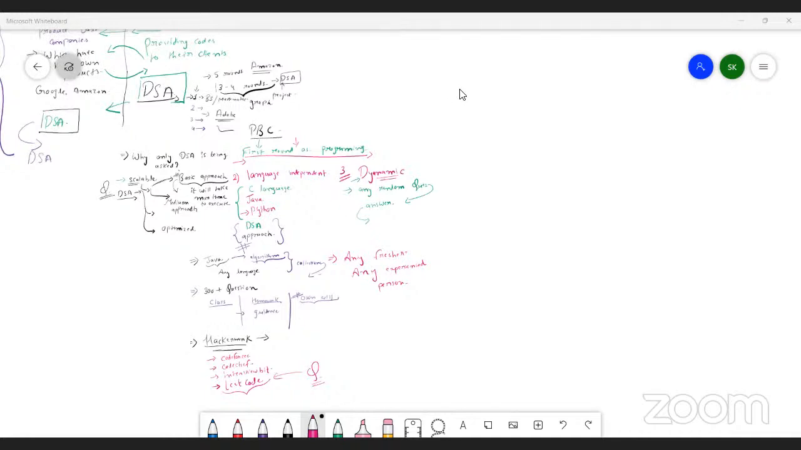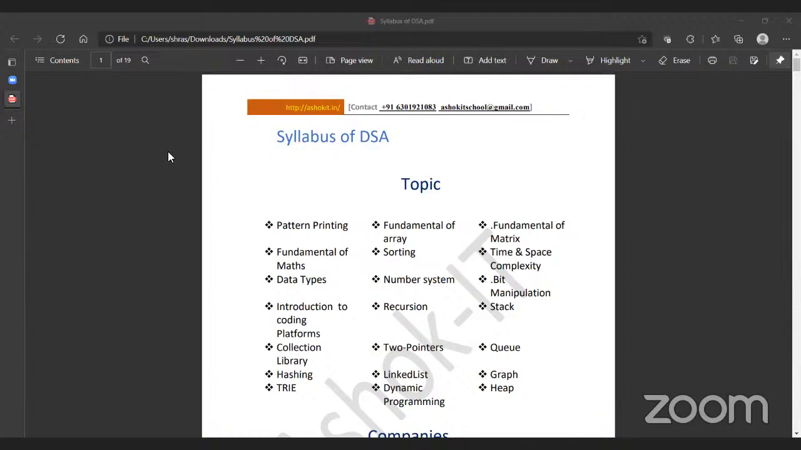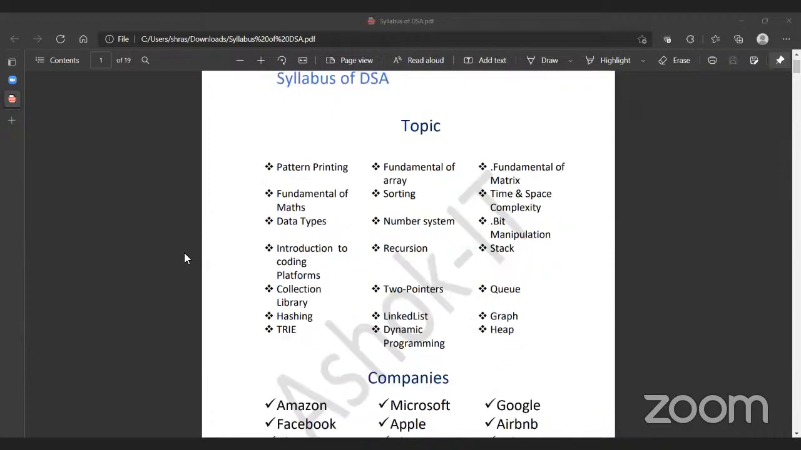So let me just stop sharing this and let me share the syllabus. Okay, are you guys able to see? Advanced Java is not included and advanced Java is not needed in this course. Concepts like multi-threading and all are not needed. Okay, so these are the topics in front of you which are going to be covered.